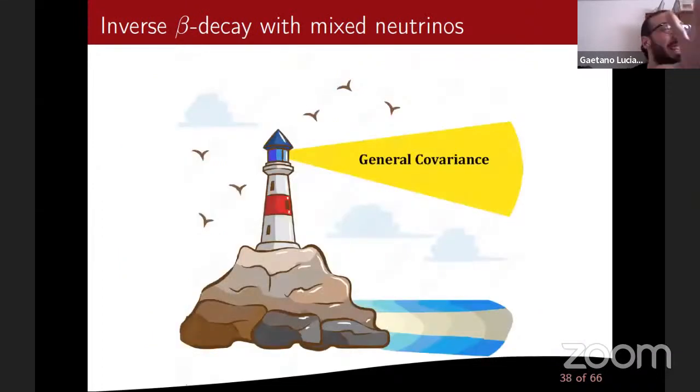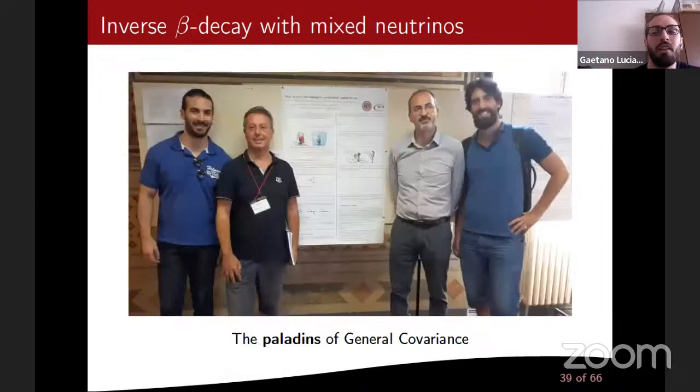So, in some sense, we can say that general covariance is a sort of lighthouse for our study. We start from the preservation. We want to preserve the general covariance of quantum field theory, and then we see what happens to the other ingredients. But a fundamental point is the general covariance of quantum field theory. To be physical, a theory, of course, cannot be representation dependent, cannot be coordinate dependent. So general covariance is fundamental. So let's say that we are the paladins of general covariance.